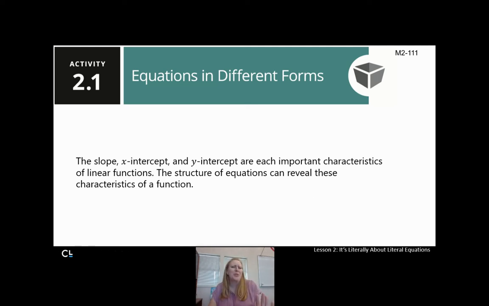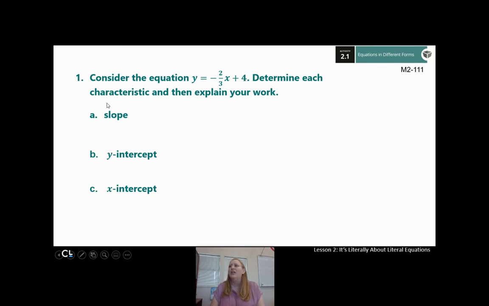So we'll start with the basics, shall we? Let's consider the equation y equals negative 2/3 x plus 4. This should look like a very familiar form to you from last unit. Using this equation, I would like you to determine each of these special characteristics, explain your work, and show how you got there. I want you to find the slope, the y-intercept, and the x-intercept. That one might be a little bit trickier. Go ahead and hit pause, see what you can do to find all of these, and then hit play when you're ready to check your work.